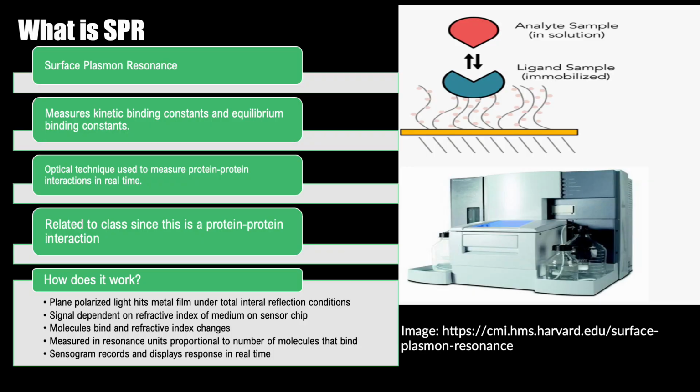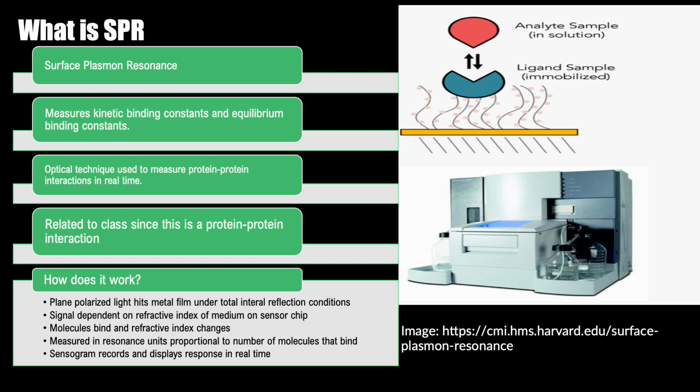First, what is SPR? SPR stands for surface plasmon resonance. It's an optical technique used to measure molecular interactions. One of the interactions are protein-protein interactions, which we've discussed in class. It is used to measure the kinetic and equilibrium binding constants as well.